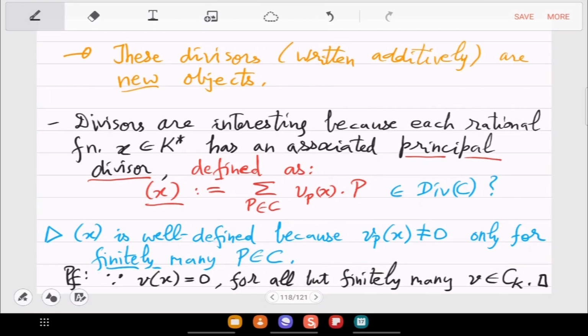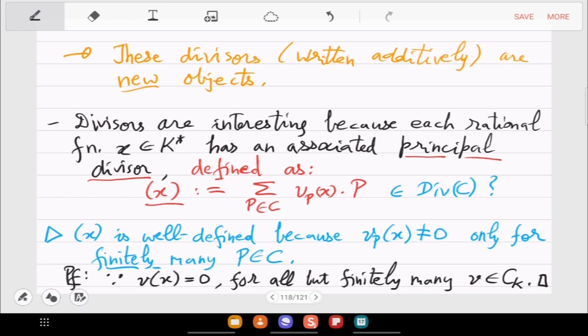Okay, C sub k is our abstract curve, or equivalently the set of all valuations. And if you go over all the valuations, you will see that the valuation is always 0 except for finitely many cases, and those are the ones that give you the p's. So p's are actually only finitely many, and so you have a finite sum. So it's a genuine element in the divisor group. Is that clear?